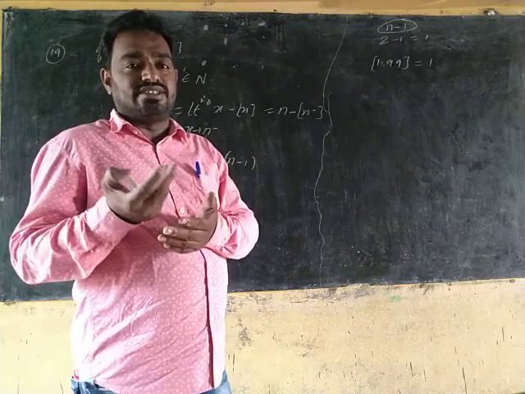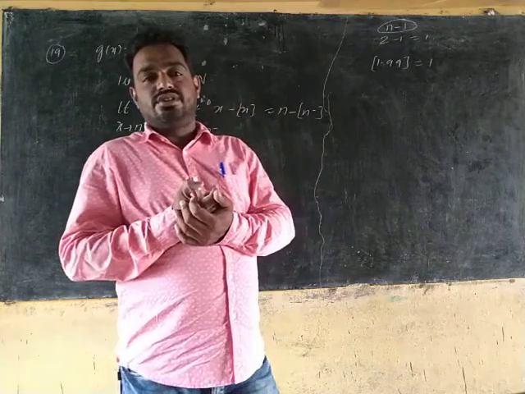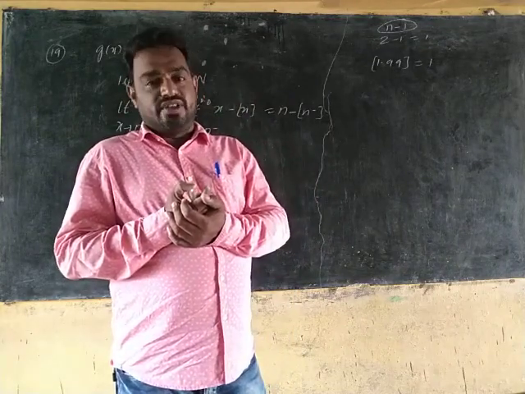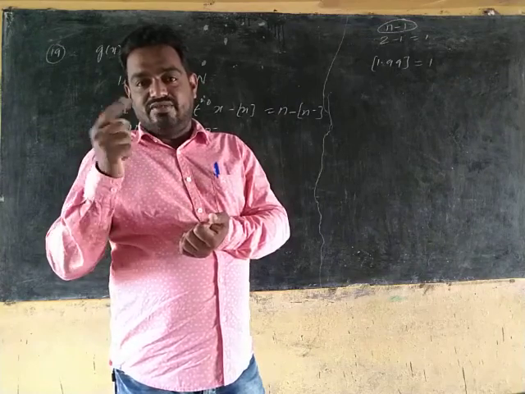For example, 4 is there. So 4 minus, what are the values of 4 minus? 3.999 something we are writing. What is the integer part there? 3 only. What is the n value?